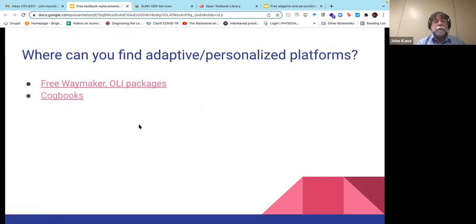There's Cogbooks, who create adaptive learning systems that have been used at several institutions, where one of the biggest adopters of this has been the University of Central Florida. I'm sorry, no, Cogbooks has been adopted at many institutions, not there. Realize It has been adopted at the University of Central Florida.